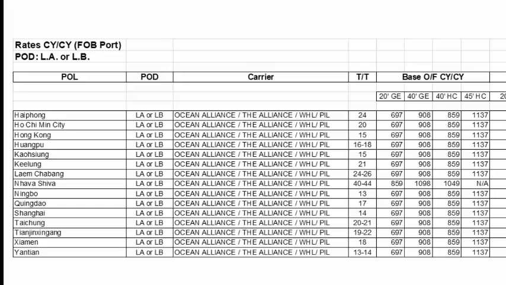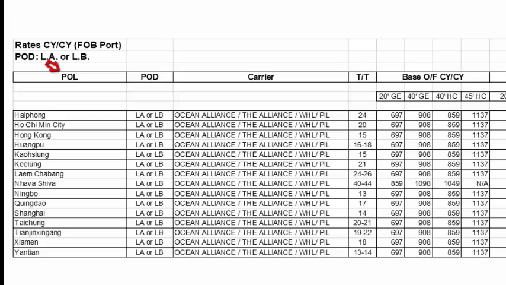Rates based on an FOB port. POD, that stands for port of discharge, either LA or Long Beach. And they are two different ports. Sometimes people think they're one. They actually are two. Before we jump into looking at some of the numbers here, and the numbers aren't as important as the structure of this slide, we're going to look at some of the titles from left to right.